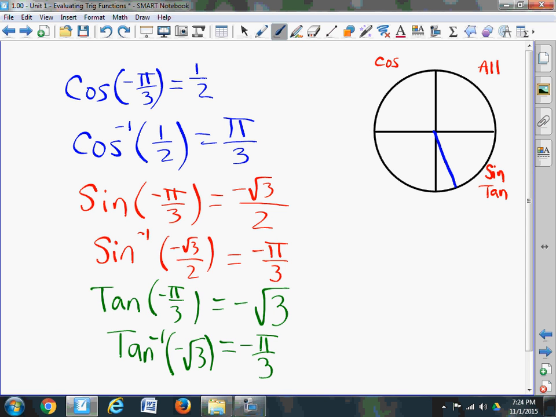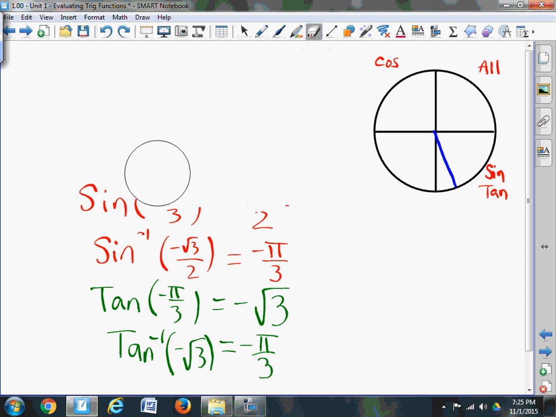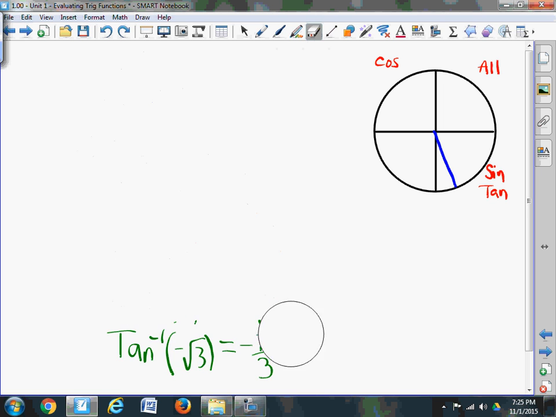So you can see it's a little bit interesting when we're looking at negatives. I didn't put a negative into the inverse of cosine, so both of those are together. Sine and tangent behave similarly, cosine behaves differently. The third quadrant's kind of ignored, so I'm going to look at a third quadrant angle, and we'll look at it for sine, cosine, and tangent.